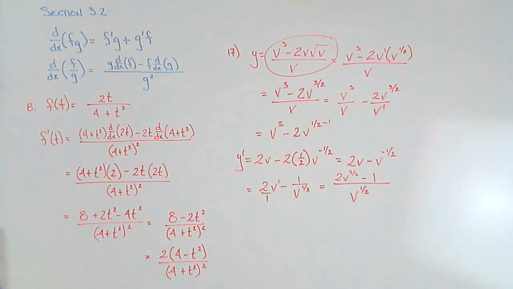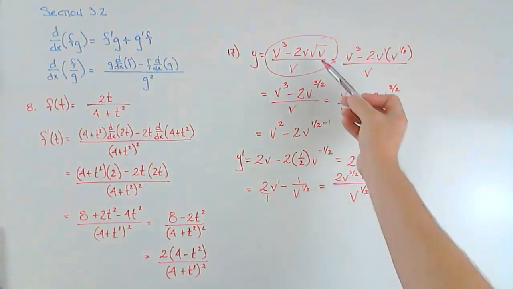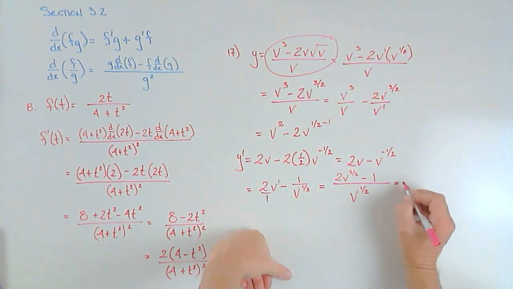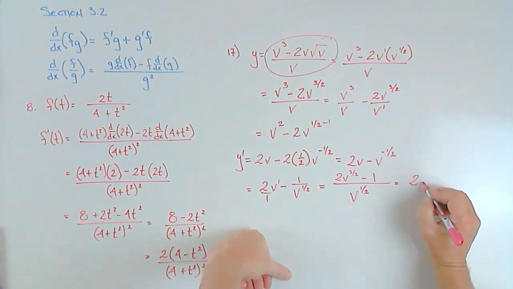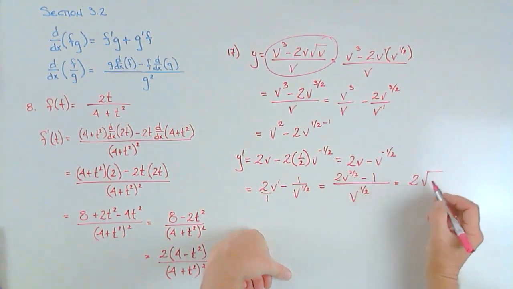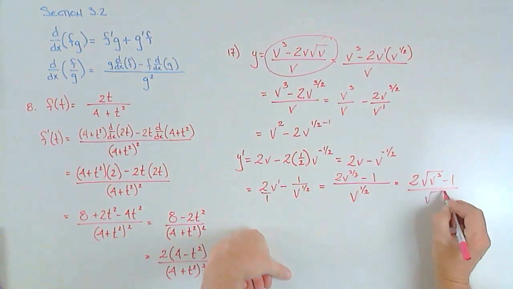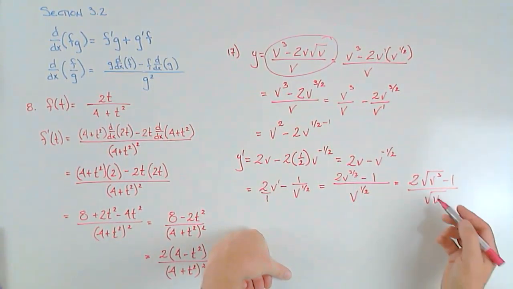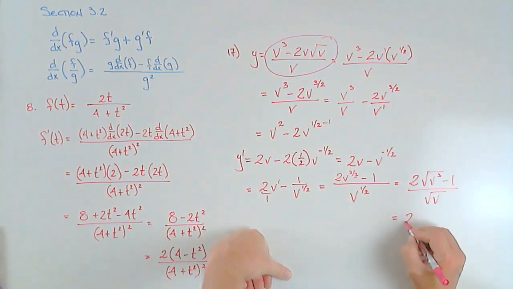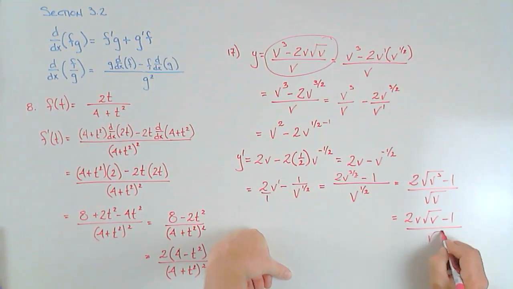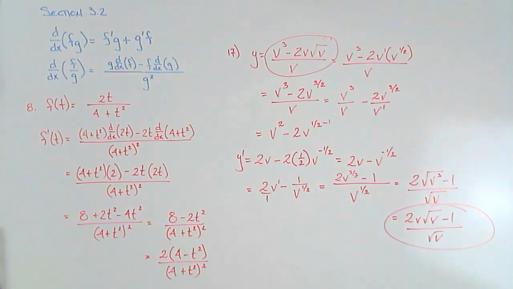And then the last step, if we really want to be thorough and express our answer correctly here, this problem was not written with fractional exponents. It was written with radicals. So they expect us to give them an answer as a radical. So we have the square root of v cubed minus 1 all over the square root of v. And of course, the square root of v cubed is 2v root v minus 1 over the root of v. This is a correctly expressed answer.